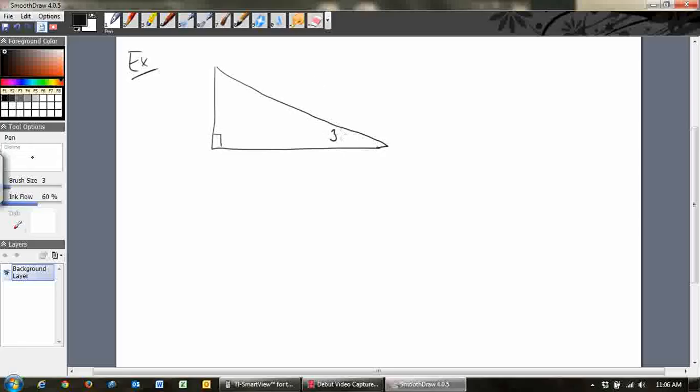And we go 32 degrees. Sorry, these are highly unoriginal. That's how it is though. And we'll have x here, and 12 meters here.